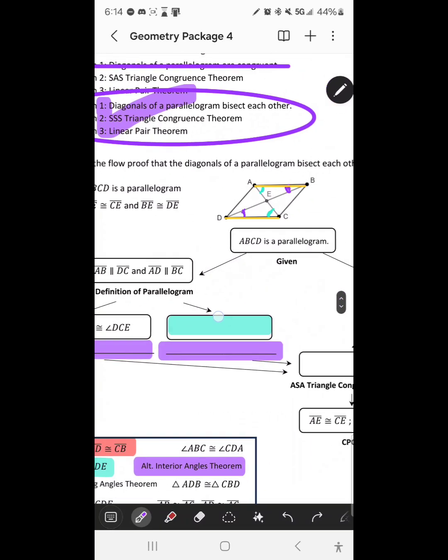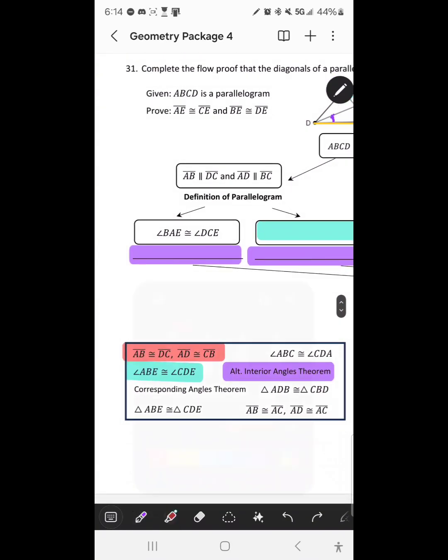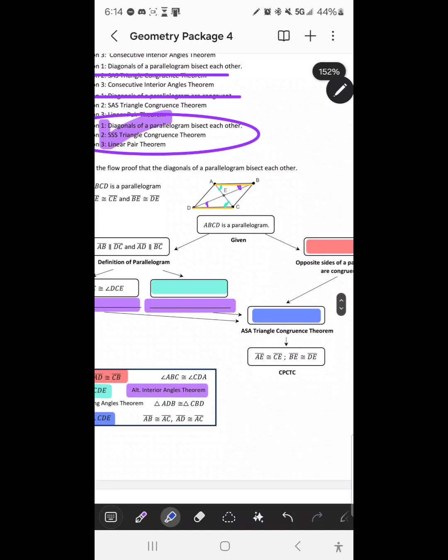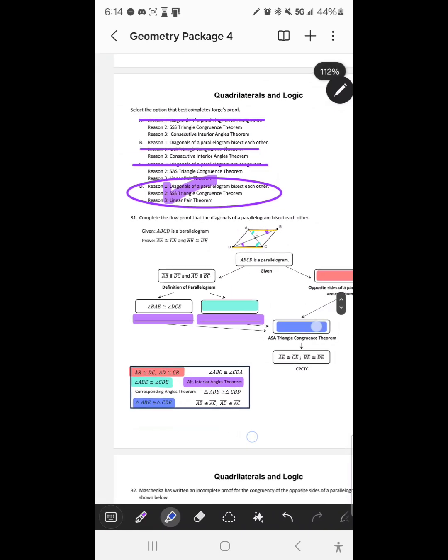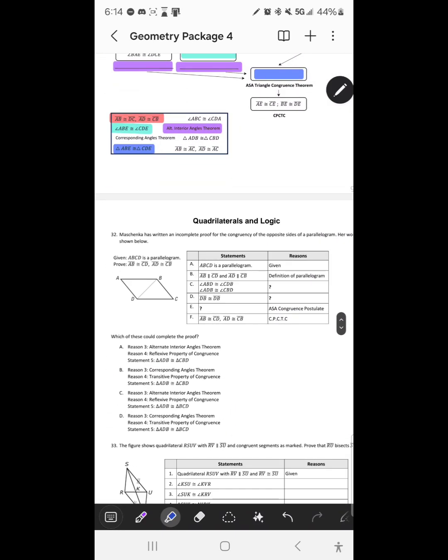ABE, and CDE. That's exactly the triangles I'm looking for. So that's going to be my answer, and that's what goes here. And we just finished our proof. Now, let's continue.